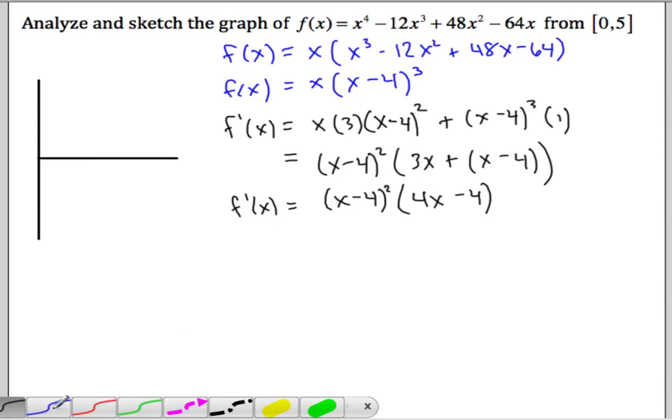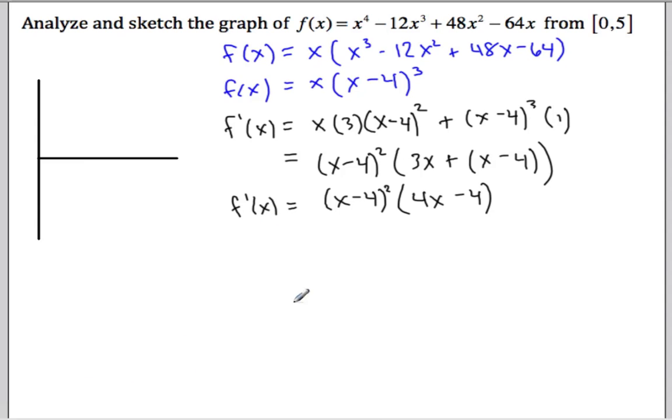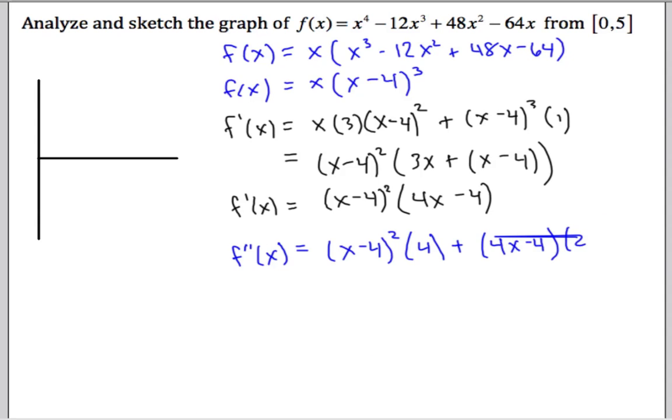Let's take the second derivative, and then we can just graph everything all together. So f double prime of x equals first times the derivative of the second. Oops, sorry. First times the derivative of the second, x minus 4 squared derivative of the second, plus the second times the derivative of the first, which is 2 times x minus 4.